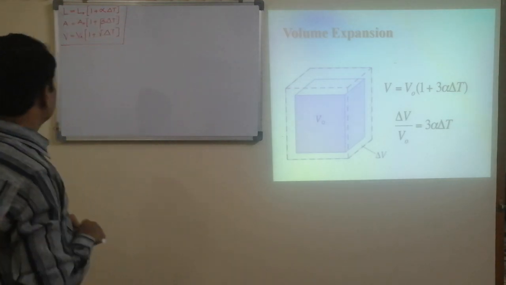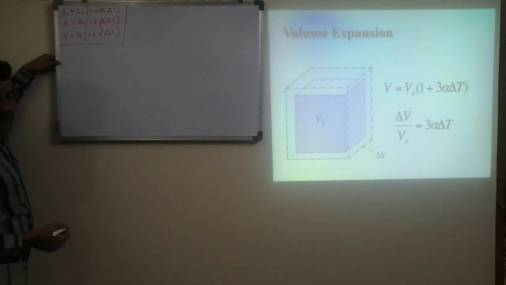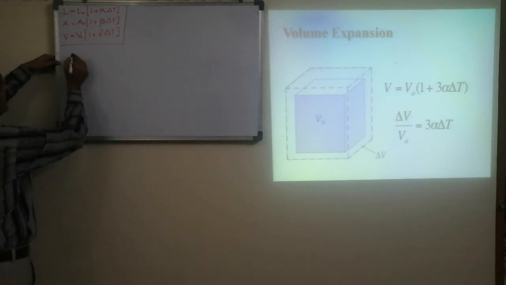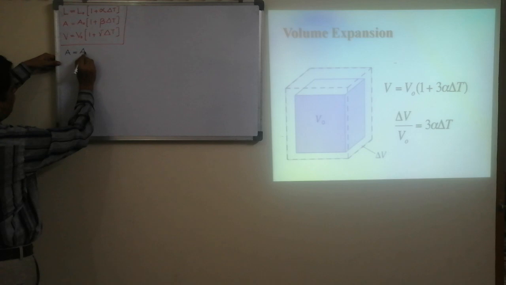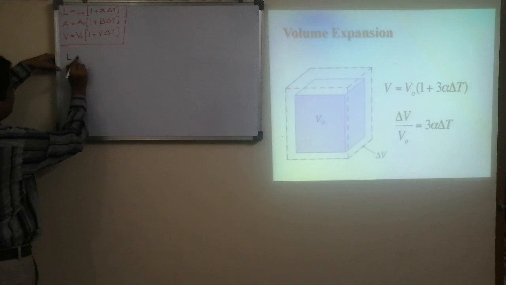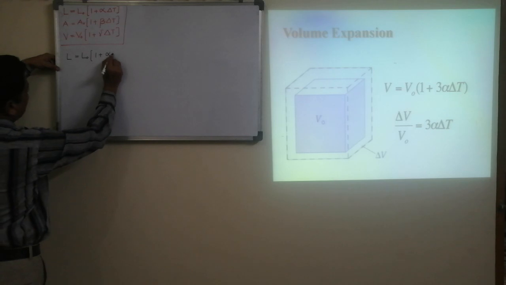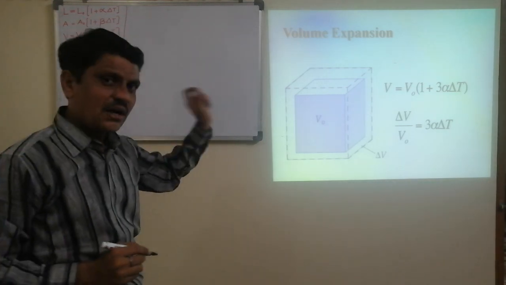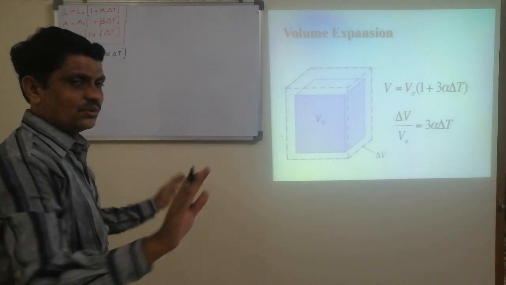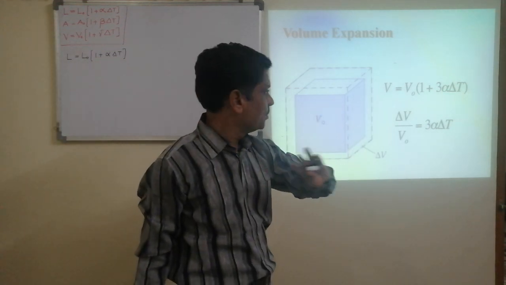Next, suppose I have taken a square body. If I take the square, A can be written as A naught. First I take the reverse. Since we know that L is equal to L naught in bracket 1 plus alpha into delta T, here I can take a square or a rectangle, there is no change at all. But anyway, today I want to arrive at the final expression, not the derivation.